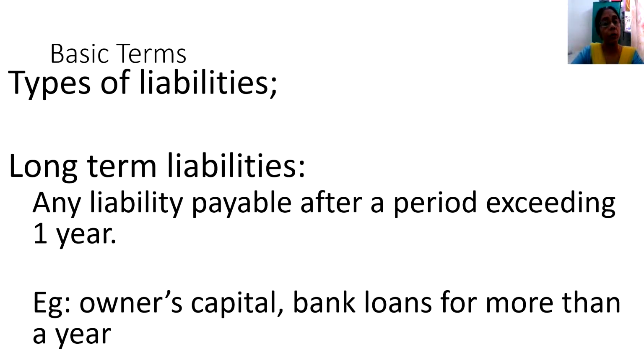The examples could be the owner's capital. The owner's capital can never be withdrawn immediately. As long as the business continues, the owner's capital remains over there. Only on the closure of the business will the owner be capable of taking his money back. Similarly, the long-term loans that are taken by the business enterprise, say a 25-year period loan. So this needs to be paid back only over the period of time. So necessarily these are the examples of long-term liabilities.